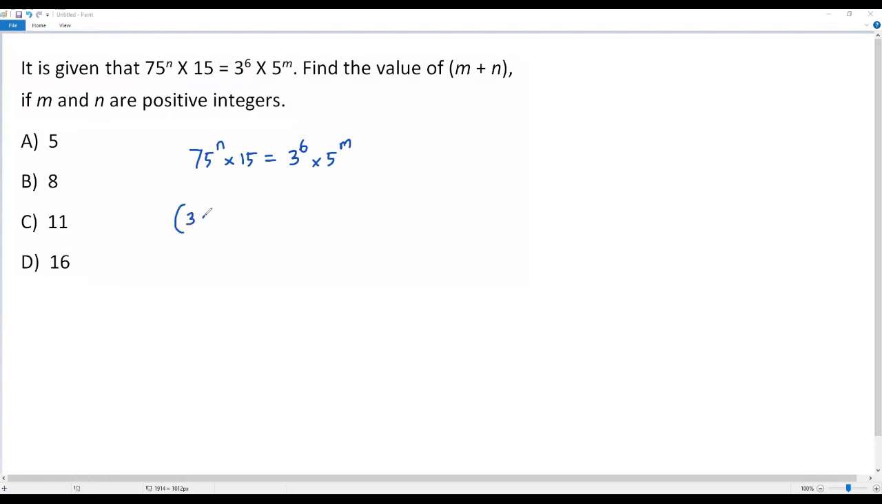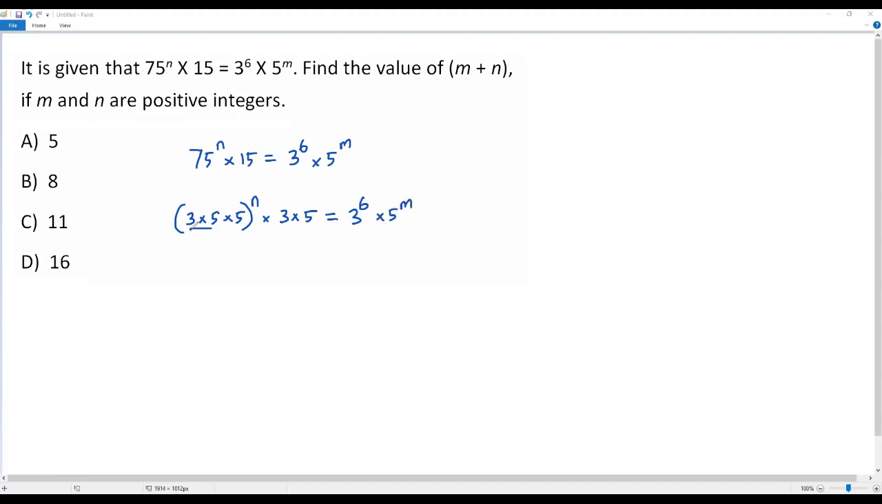Now we can write this 75 as a product of its prime factors. Then we get (3 times 5 times 5) whole to the power of n. We can write this 15 also as a product of its prime factors. Then we get 3 times 5. On the right side, we can write this as it is. That is 3 to the 6th power times 5 to the mth power.